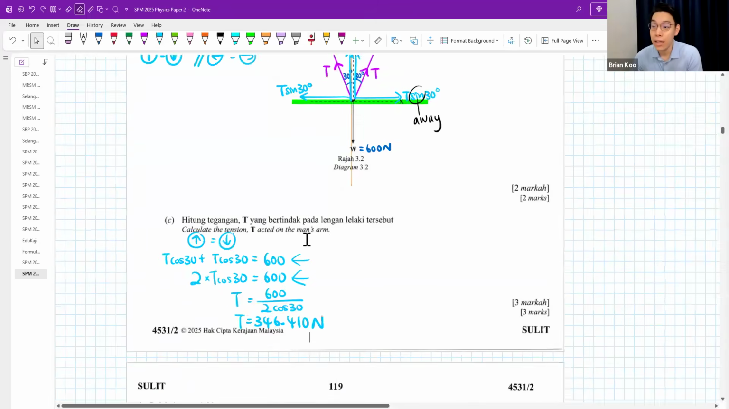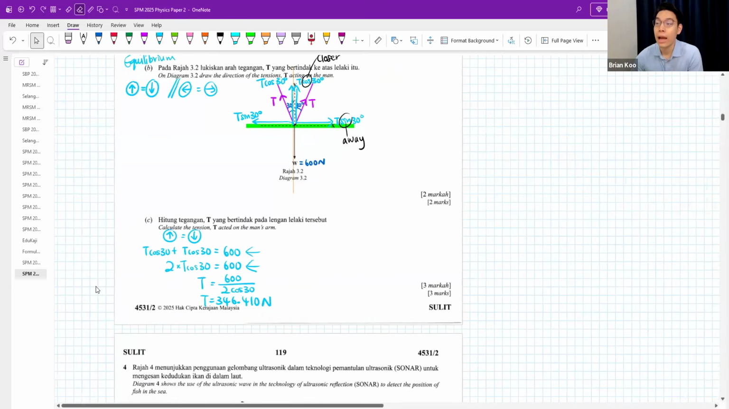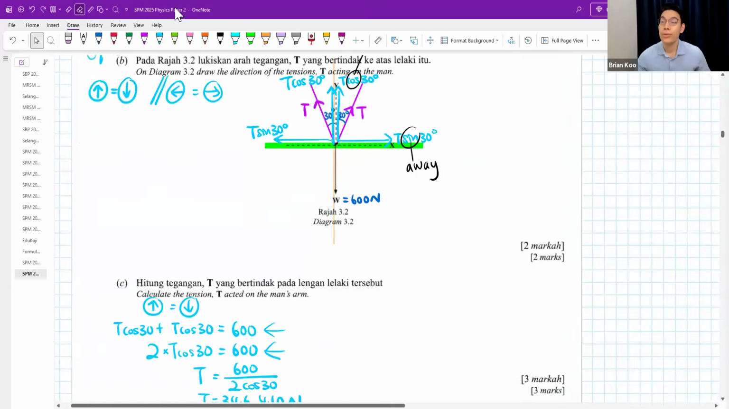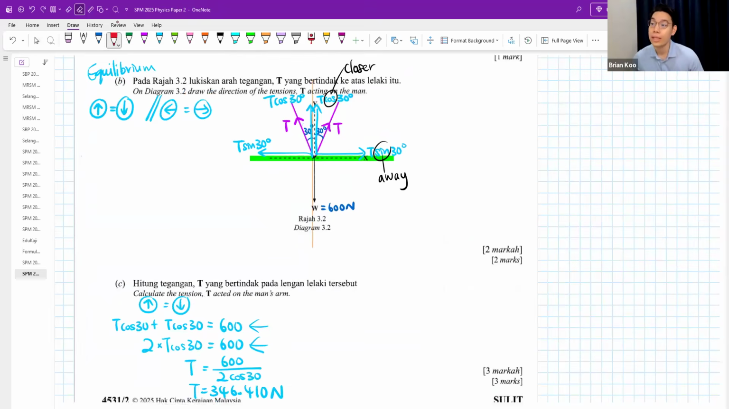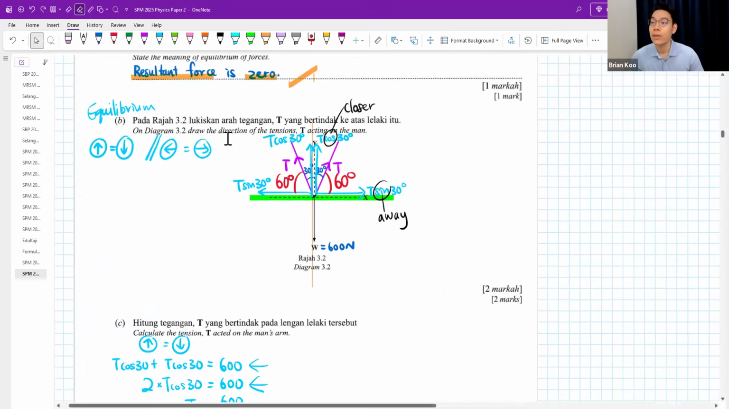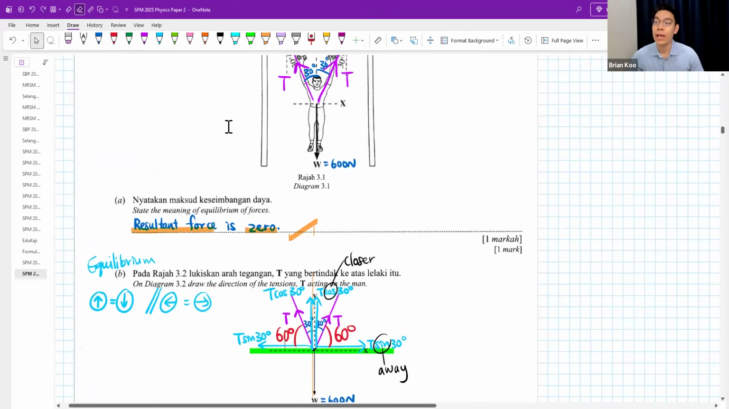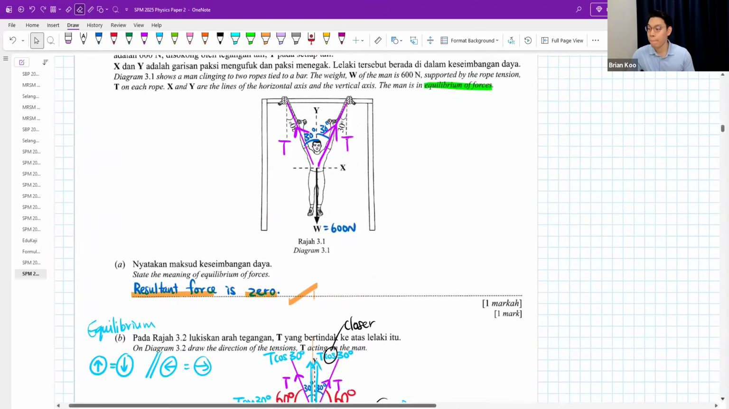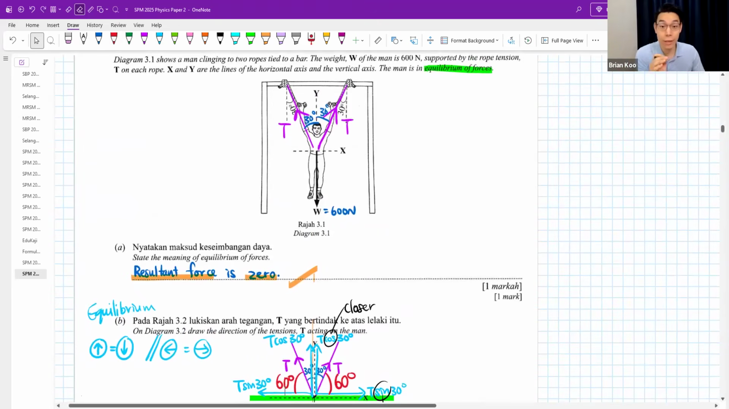Now, some people will ask, teacher, what if I label 60 degrees here? Or just now, when I labelled that time, I labelled 60 degrees there. Can or not? Can also. But usually, if the question gives 30, we try our best to also put 30. We try our best to use the same values.